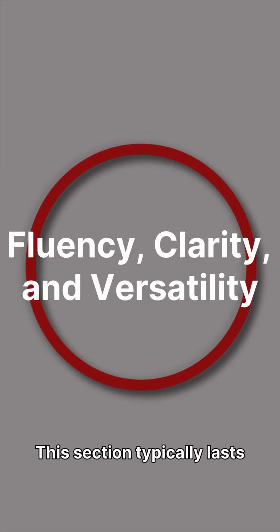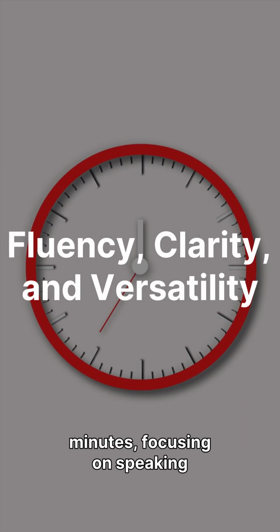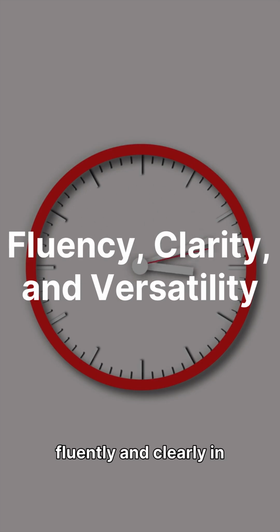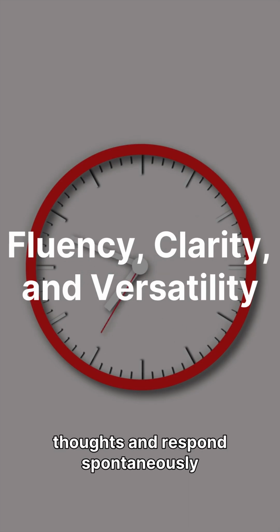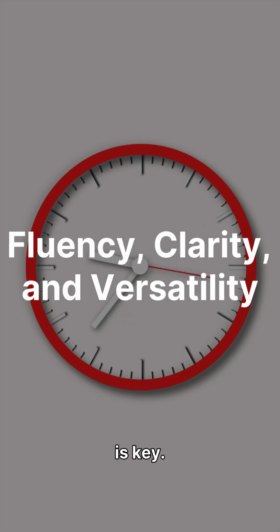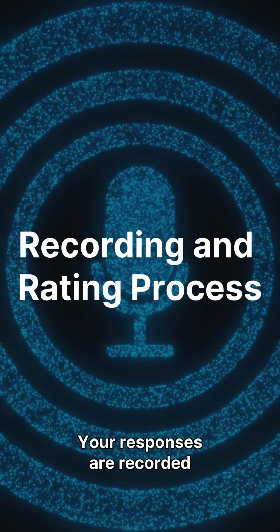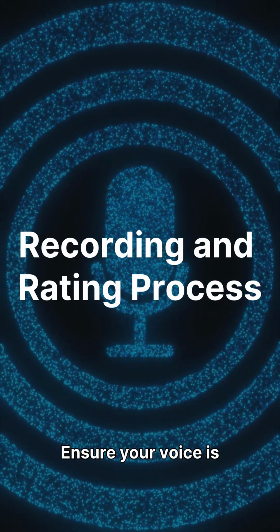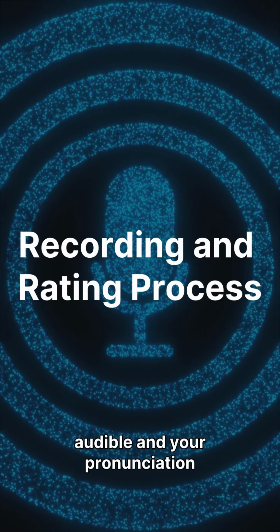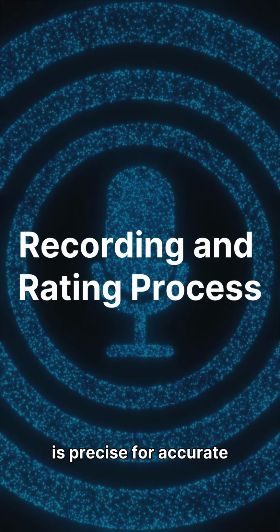This section typically lasts between 15 to 20 minutes, focusing on speaking fluently and clearly in different situations. Your ability to articulate thoughts and respond spontaneously is key. Your responses are recorded and rated by CELPIP raters, so clear articulation is key. Ensure your voice is audible and your pronunciation is precise for accurate assessment.